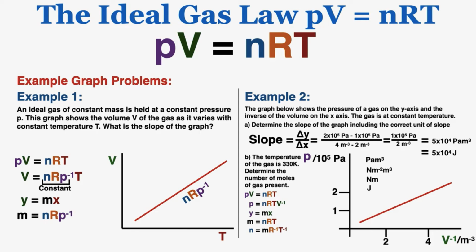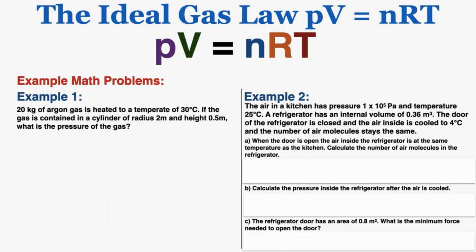So n is equal to the slope over RT. I can plug in what I know about the slope. R is always a constant, and 330 Kelvin I get from the problem. And when I calculate that out, that's equal to 18.2 moles of gas present based on the properties of this graph. These next 2 examples are math problems instead of graph problems.